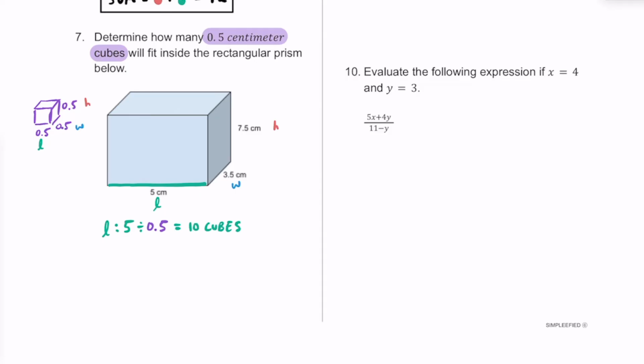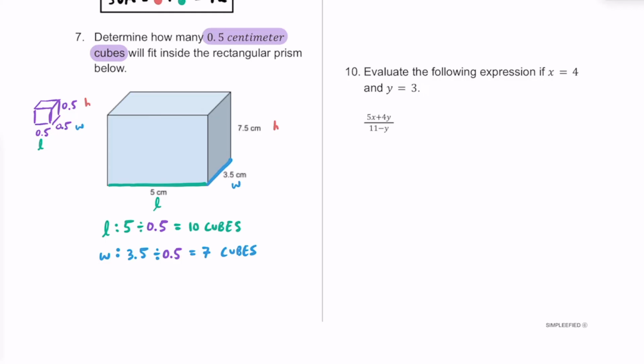Now, going in the next dimension, this is going to be the width. How many cubes can we fit along the width here? Along the width, our dimension is 3.5 centimeters, and we're going to see how many of these little 0.5 centimeter cubes will fit alongside this 3.5. So how many halves will fit inside a 3.5? I believe that's going to be 7. So I'm going to say there are going to be 7 cubes that'll fit along the width here.